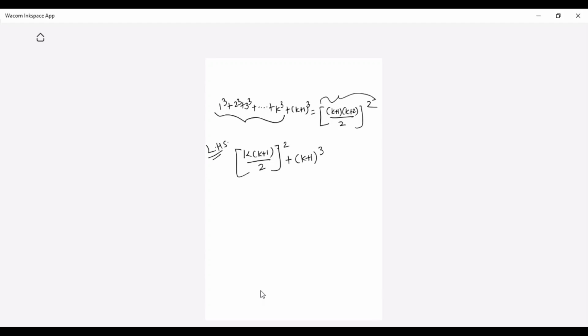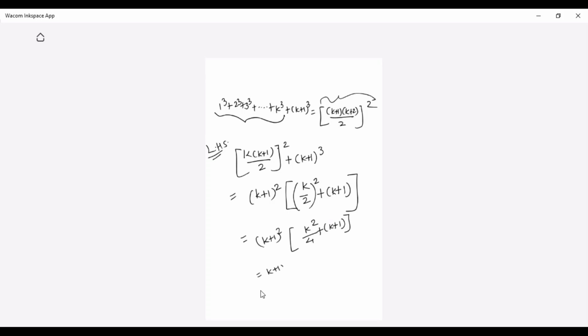Okay, so what I will do, students, here I can take (k plus 1) whole square as a common term, right? If I put (k plus 1) whole square as a common term, what will be inside the bracket? It would be (k upon 2) whole square plus (k plus 1). Just simplify, students. So k square upon 4 plus k plus 1, right?